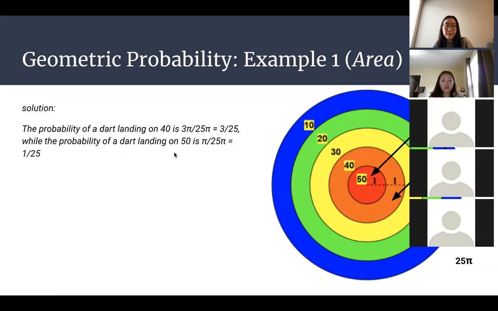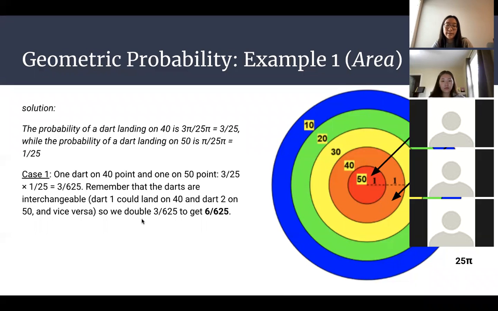And the probability of the dart landing in the 50 ring is going to be the area of the 50 ring over the total area of the dartboard. So then that's 1 over 25. And so we're going to have to multiply those together. Say we get the first dart into the 40-point ring, the second dart into the 50-point ring, that would be 3/25 times 1/25. But remember, the opposite could also happen. We get the first one in the 50-point ring and the second one in the 40-point ring. So we have to double 3/625 to get 6/625.